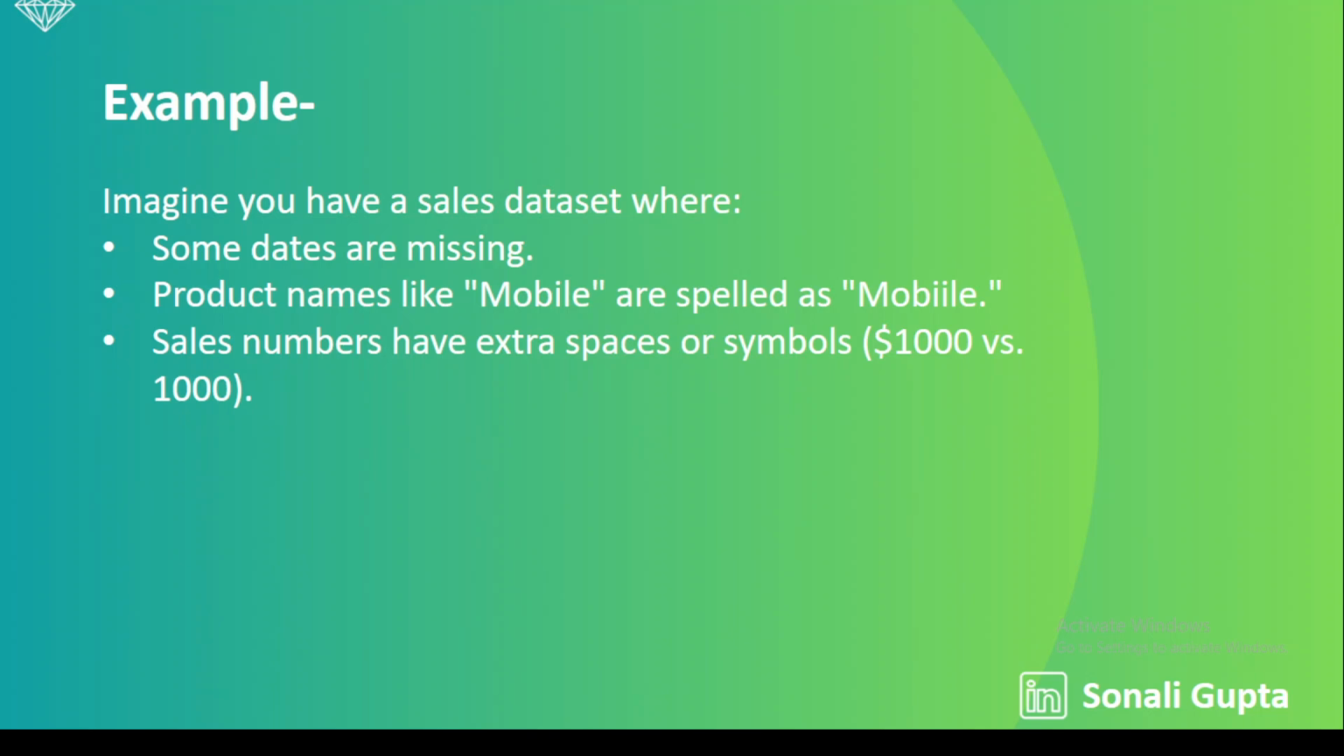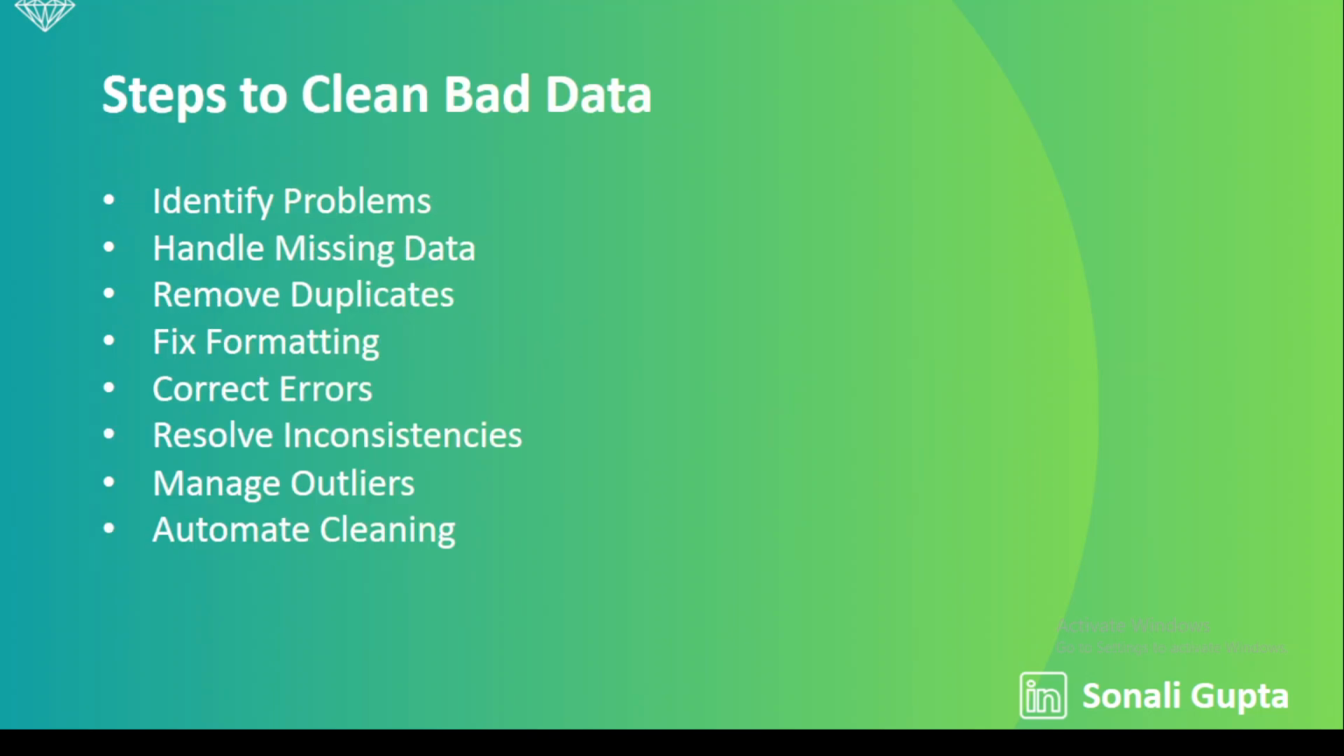Now let's talk about the steps we need to take for cleaning our data. First step is to identify the problem, like duplicate rows and blank entries. All of these we have to identify first, then handle the missing data, remove duplicates, and fix formatting issues. If there is any inconsistency in the data, like spaces or symbols showing in our data, we need to clean that data. So now we move towards our data set of employee attendance, and with a practical example we see how we clean our data.